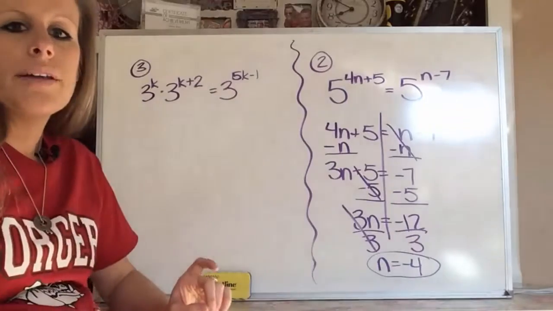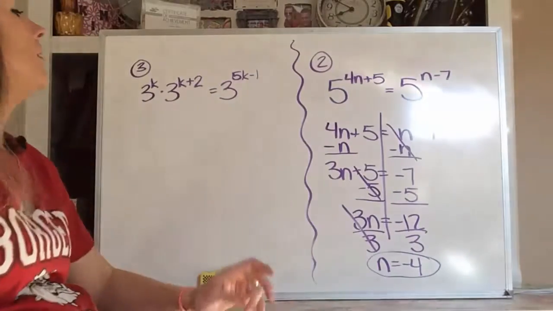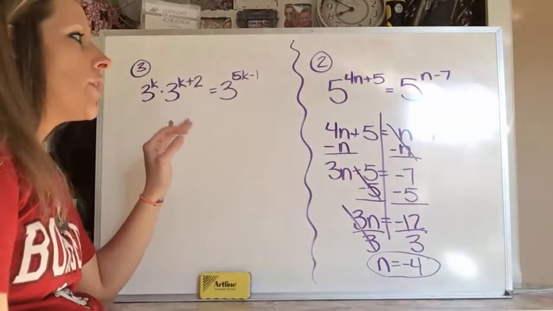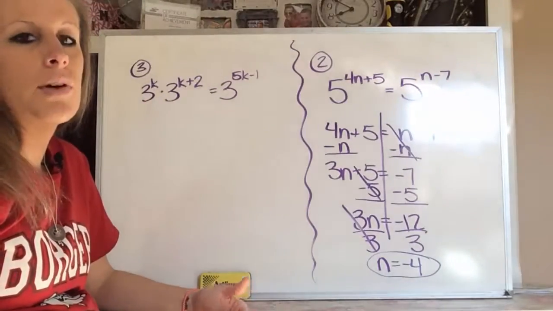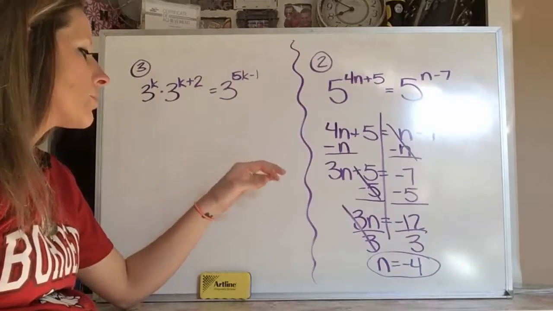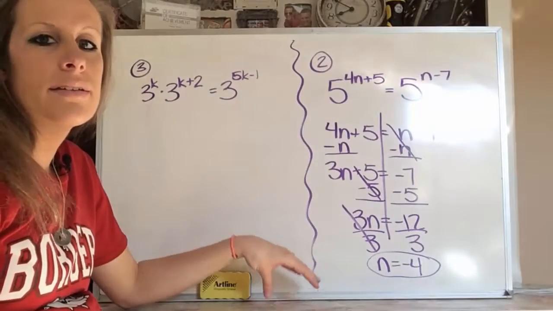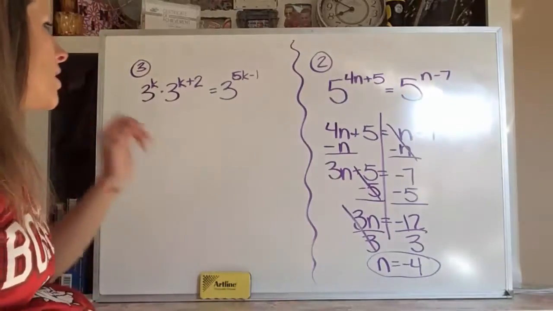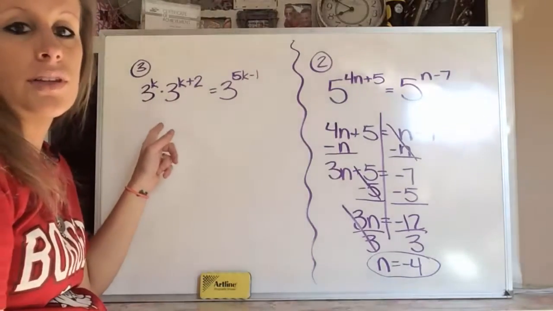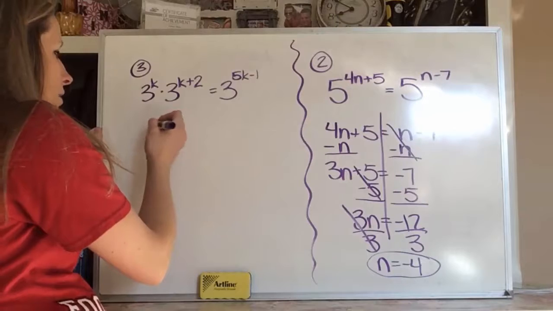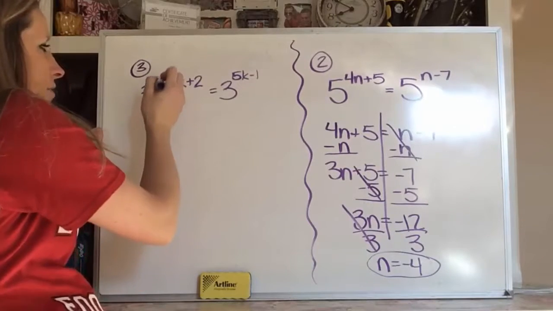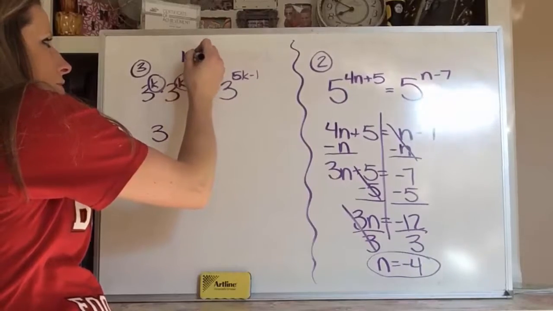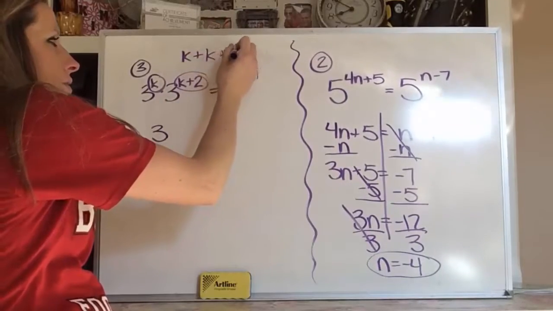Now, step 1, where it tells you to simplify, we can simplify this left side. So if you think back to your laws of exponents, whenever I multiply the same base, I add my exponents. Okay, so I'm going to add my exponents on the left side since I'm multiplying. So we have k plus 2. We're going to add those.